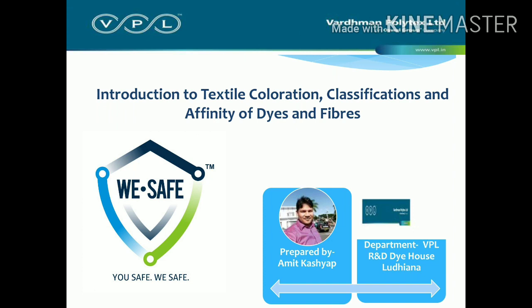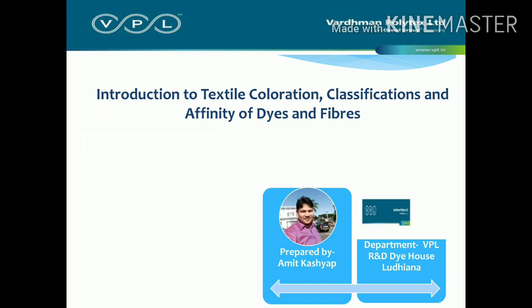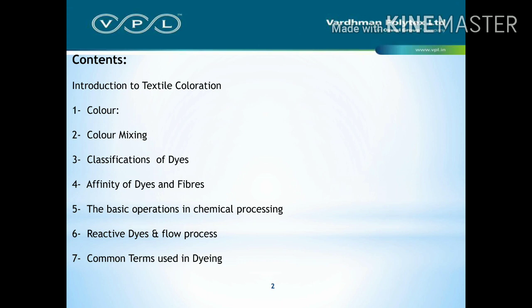We have a series of textile learning. Today is my first session, introduction of textile coloration, classification, and affinity of dyes and fibers. So let's start. During this session, we will discuss the content, color mixing, about the color, type of color mixing, classifications of dyes, affinity of dyes and fiber, the basic operations in dyeing and chemical processing, reactive dyes and flow process. The last one, the common terms used in the dyeing process.